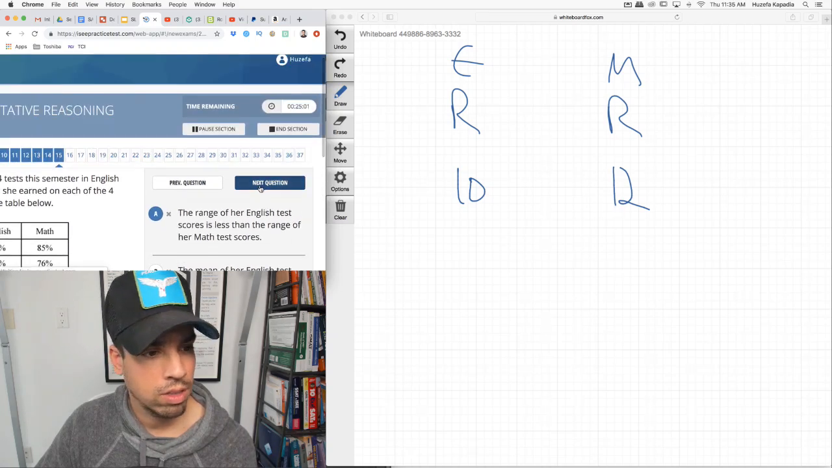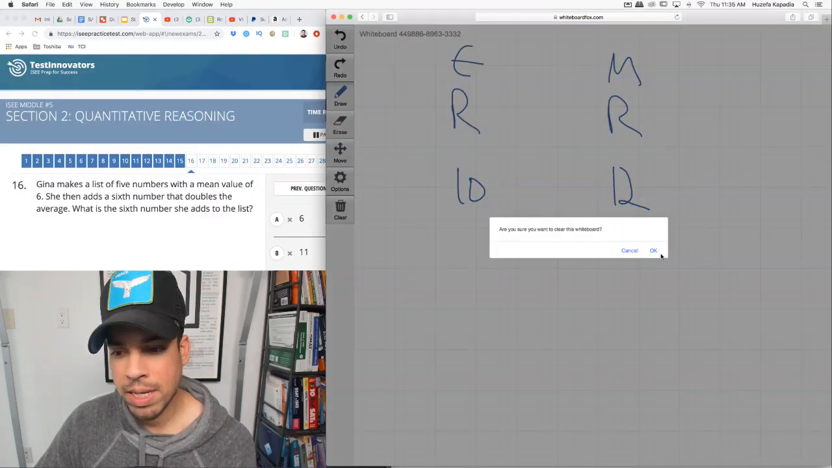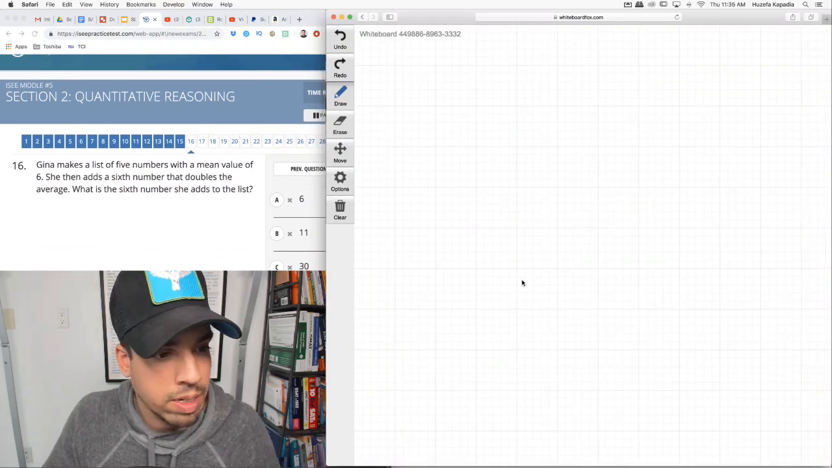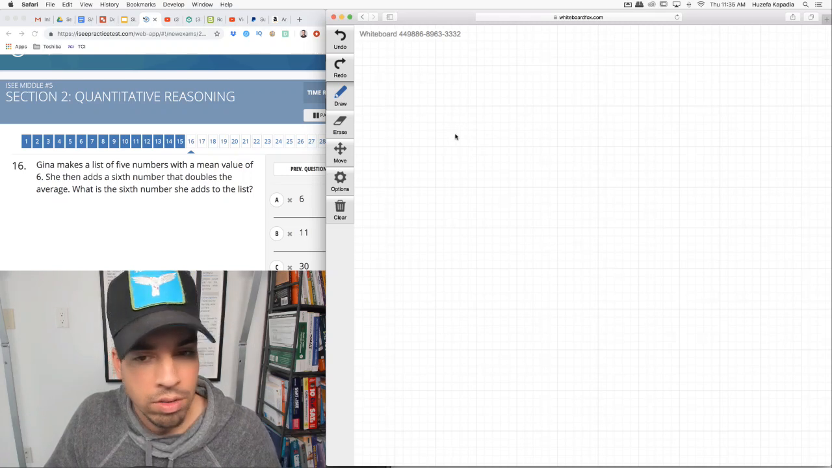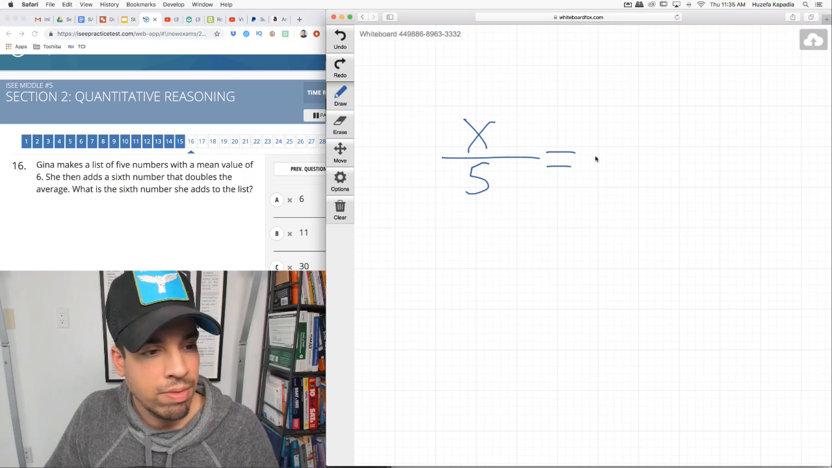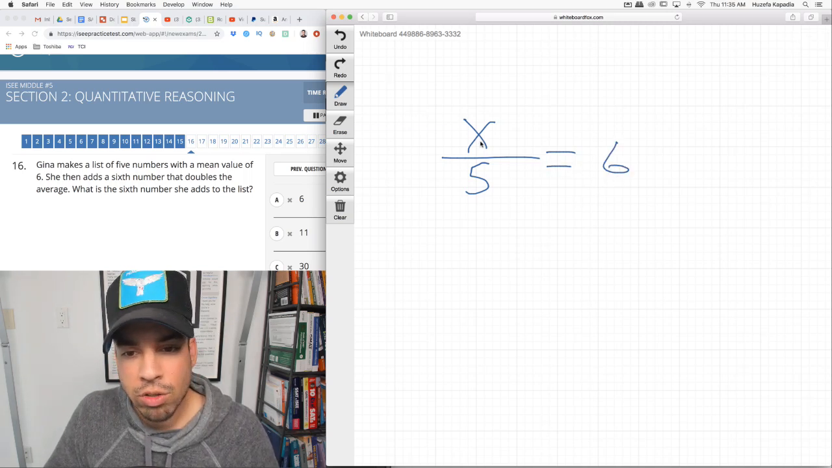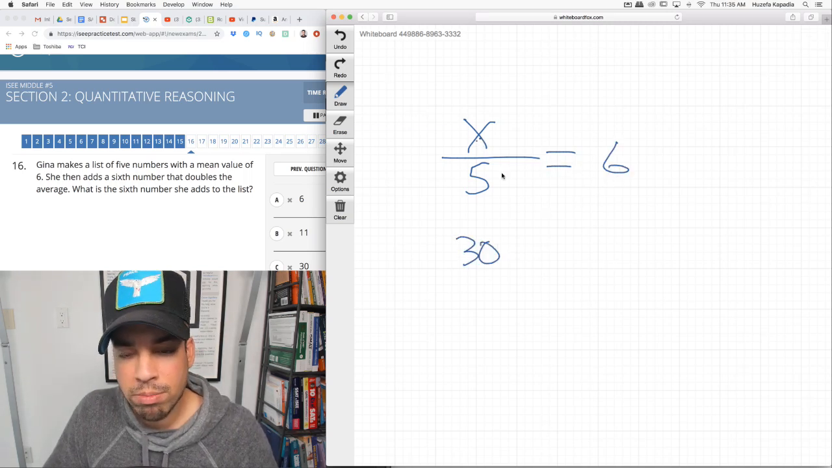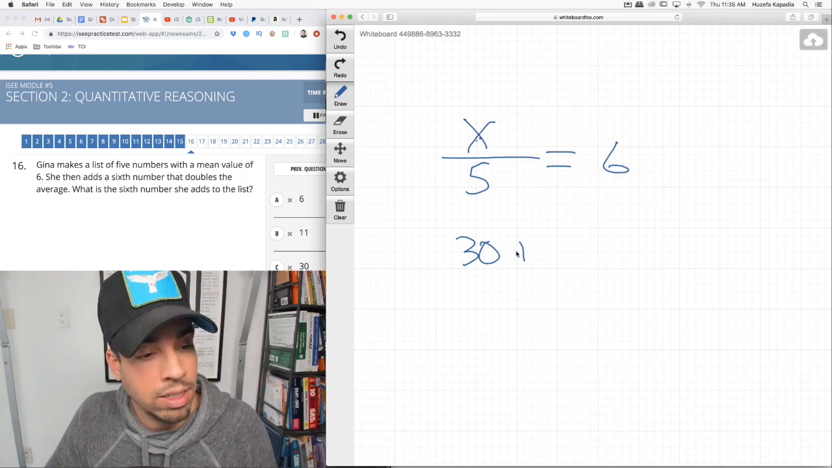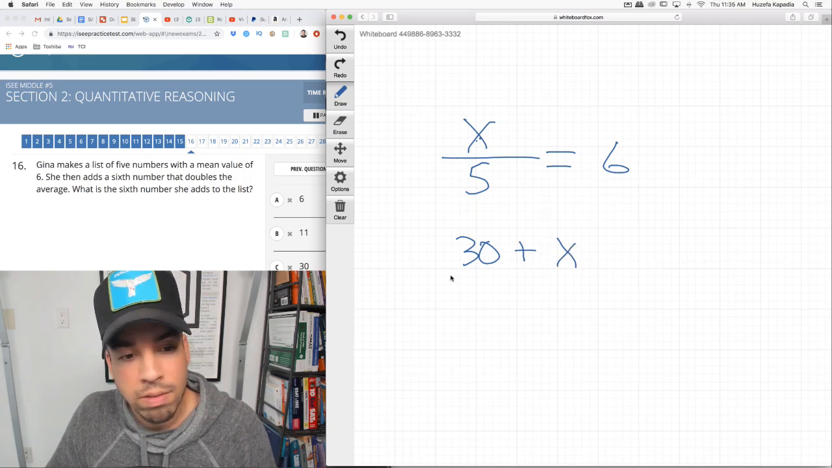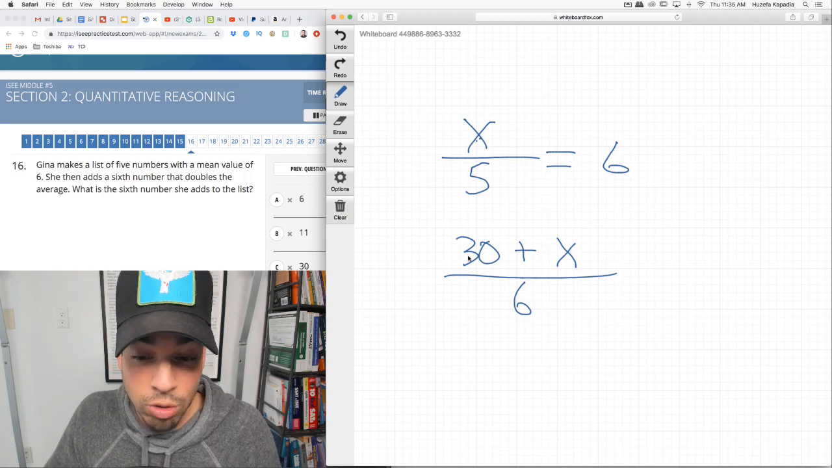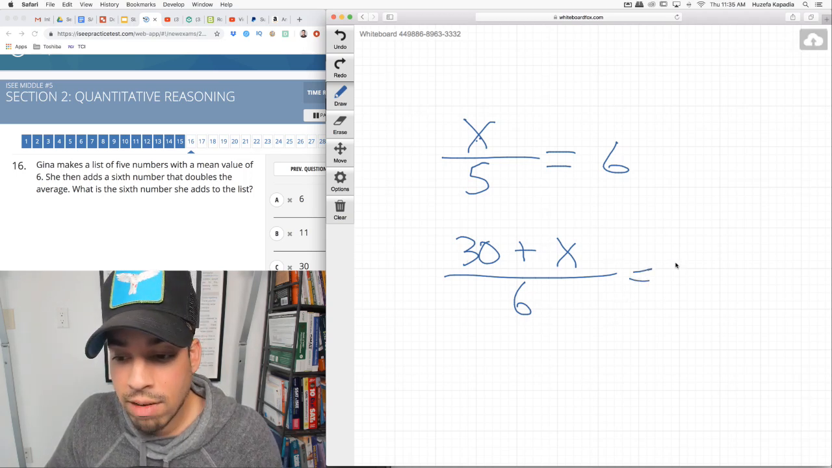I'm going to go on to the next one, 16. Gina makes a list of 5 numbers with a mean value of 6. Okay, this will explain mean. So whatever, the 5 numbers added up, divided by 5 gives a mean of 6. So this value up top equals 30, because if I multiply both sides by 5, they total up to 30. Then if I add a 6th number, I'm just going to call it x again. That number doubles the average. Now we're dividing by 6 because we've got 30 plus a new term, so it's 6. And now the average is doubled to 12.